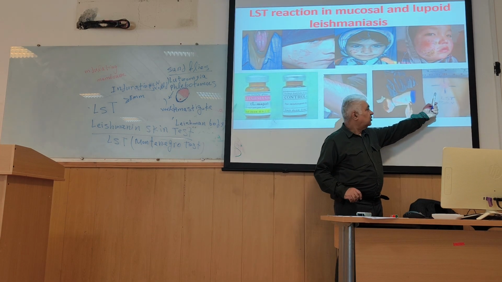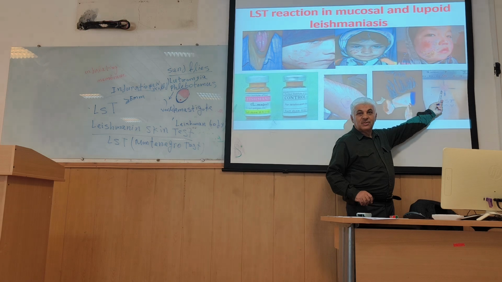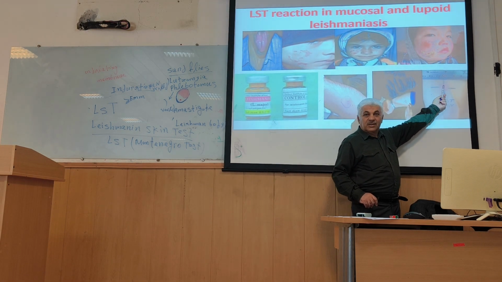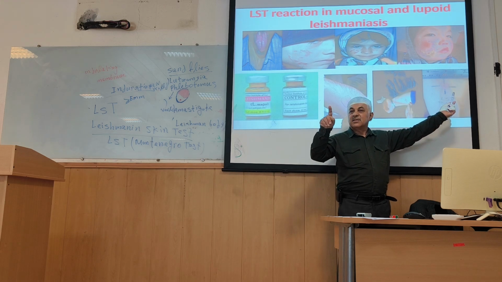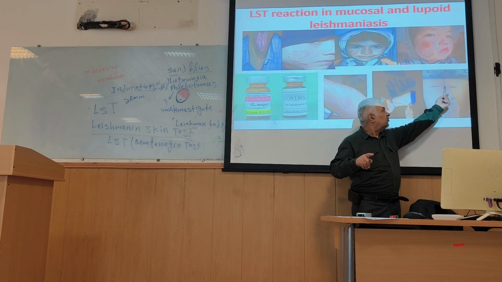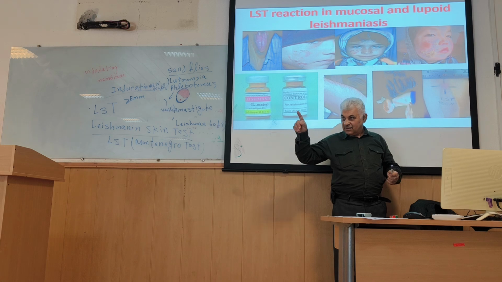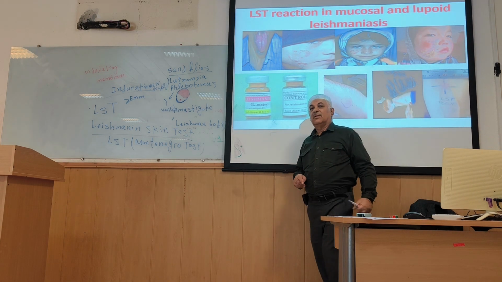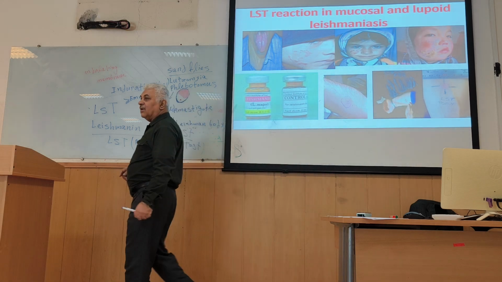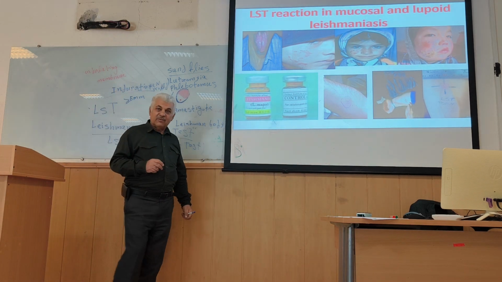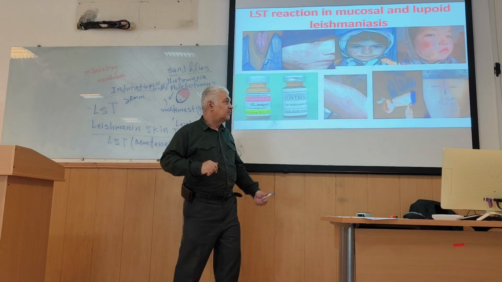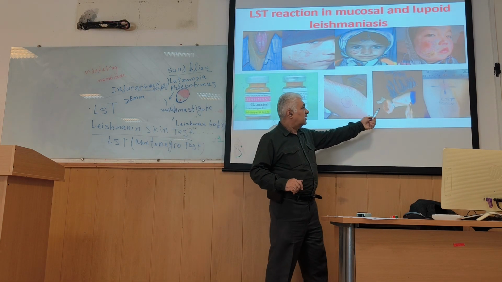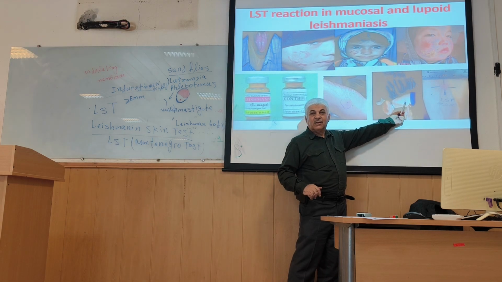This is a positive reaction. As you see, it is the average diameter. For example, 6 diameter, and this is 4 diameter. 6 plus 4, 10, divided by 2, 5. 5 millimeters and above, positive. This is a positive reaction. This is a very positive reaction, and this is a negative reaction.